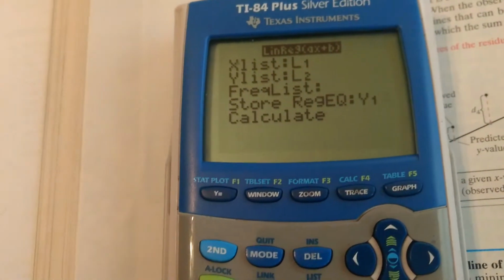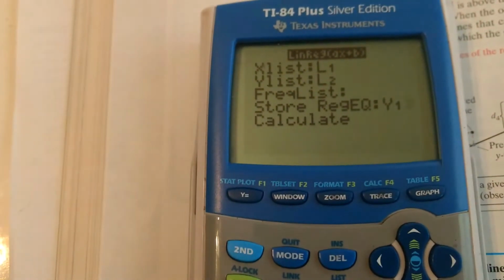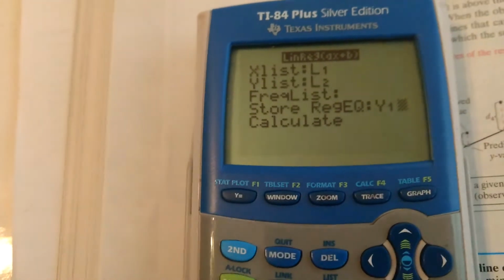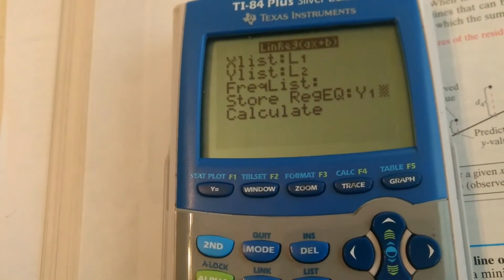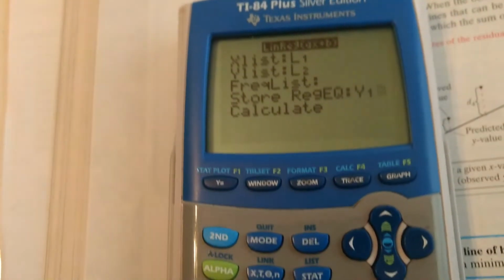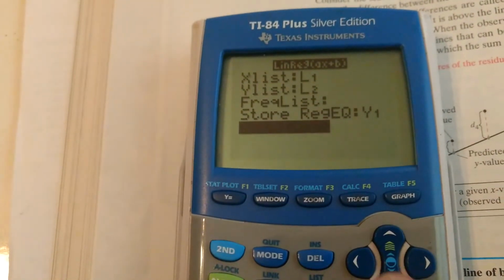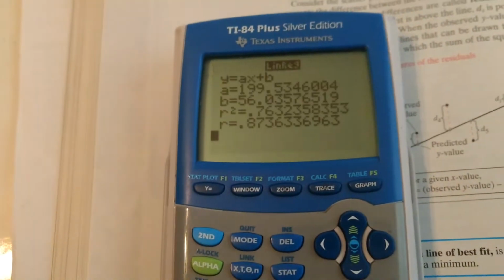So what I've done there is I've gone through VARS, Y-VARS, Function, Enter, and I've told the calculator when you calculate the equation, put it in Y1. So now all we do is we move down and we hit Calculate.